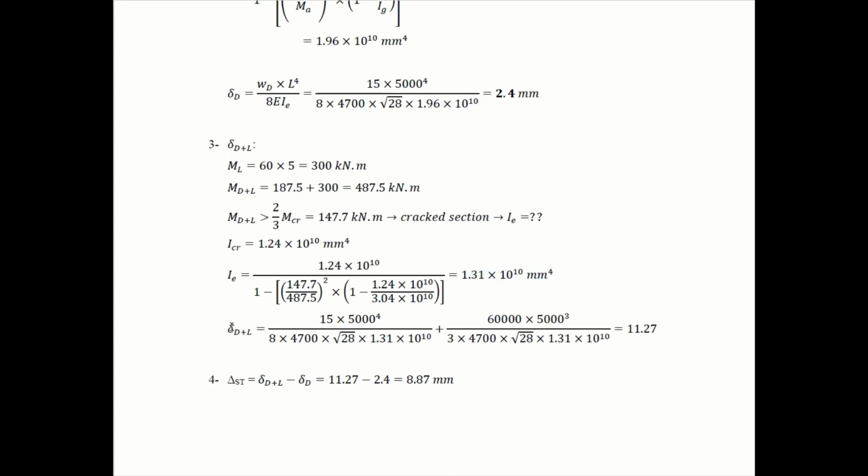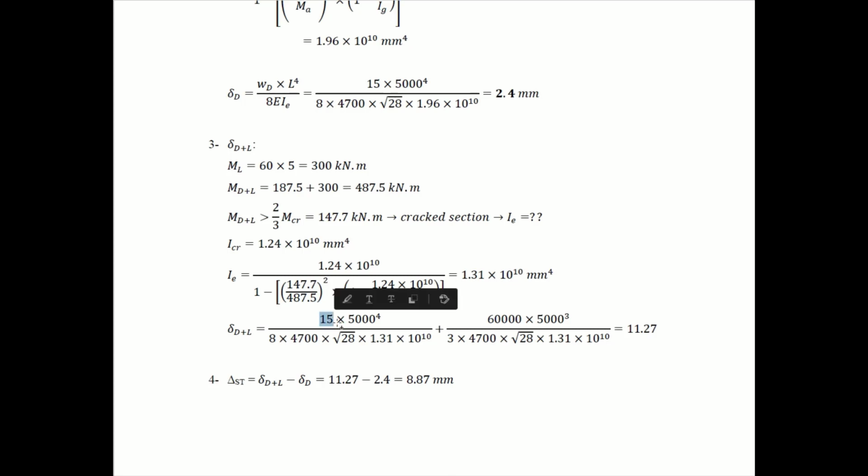Now, to determine delta dead plus live, here we have two different load types. One uniform distributed load due to dead, and it has its own equation, which is W L to the power 4 over 8 EI, plus the other load due to live load, with the other deflection equation, which is P L cubed over 3 EI. So we add the term for dead load plus the term for the live load.